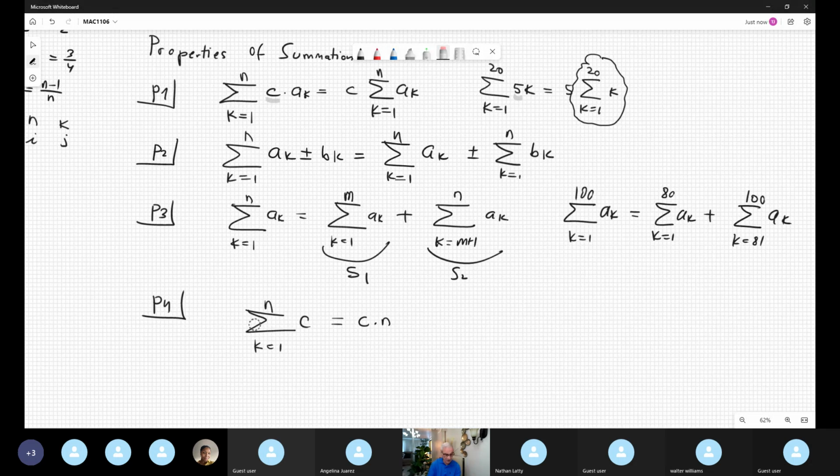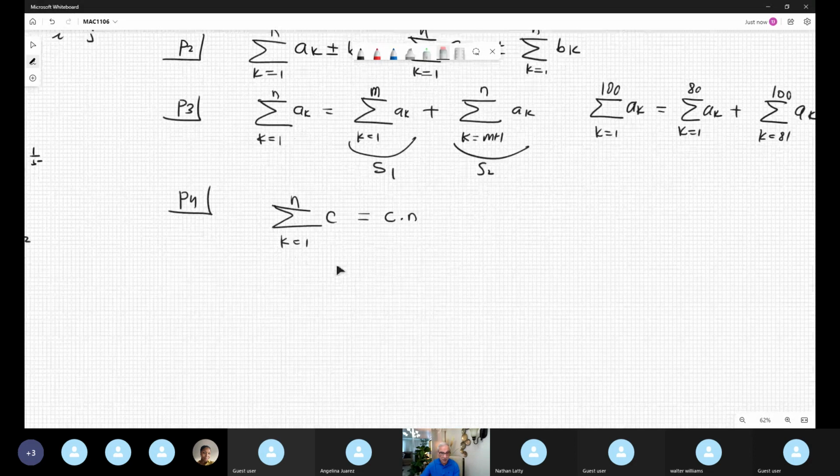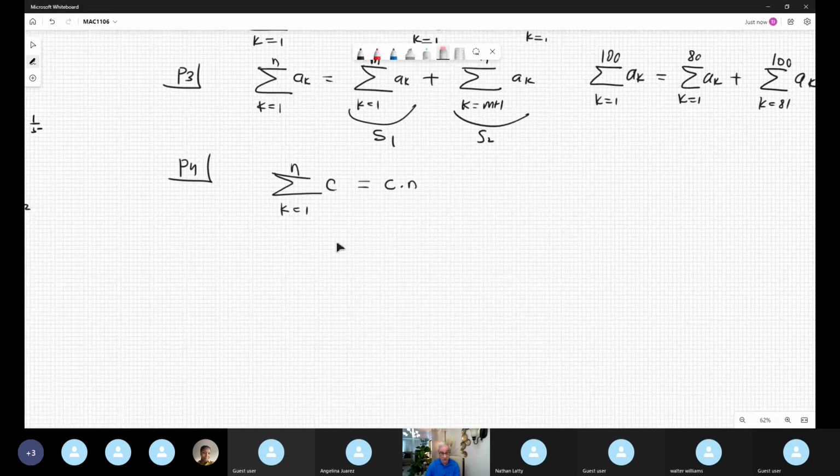Property 5, 6, and 7 is just a formula. I don't want to prove that formula. No, it's complicated, extremely complicated. Maybe I'm doing after in another lectures. Summation from K1 to M to the K.